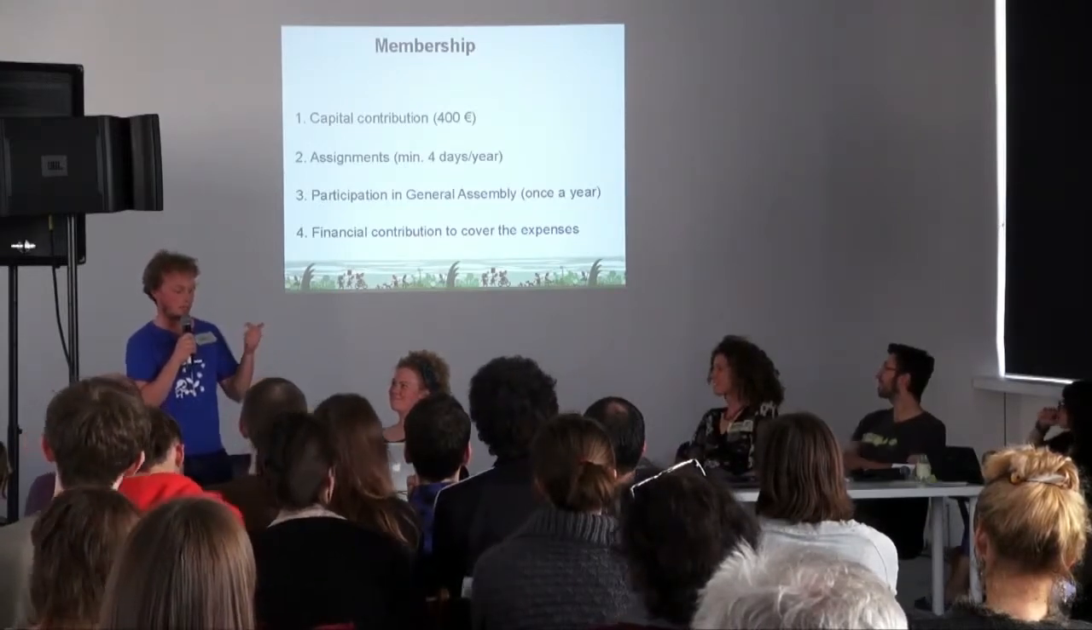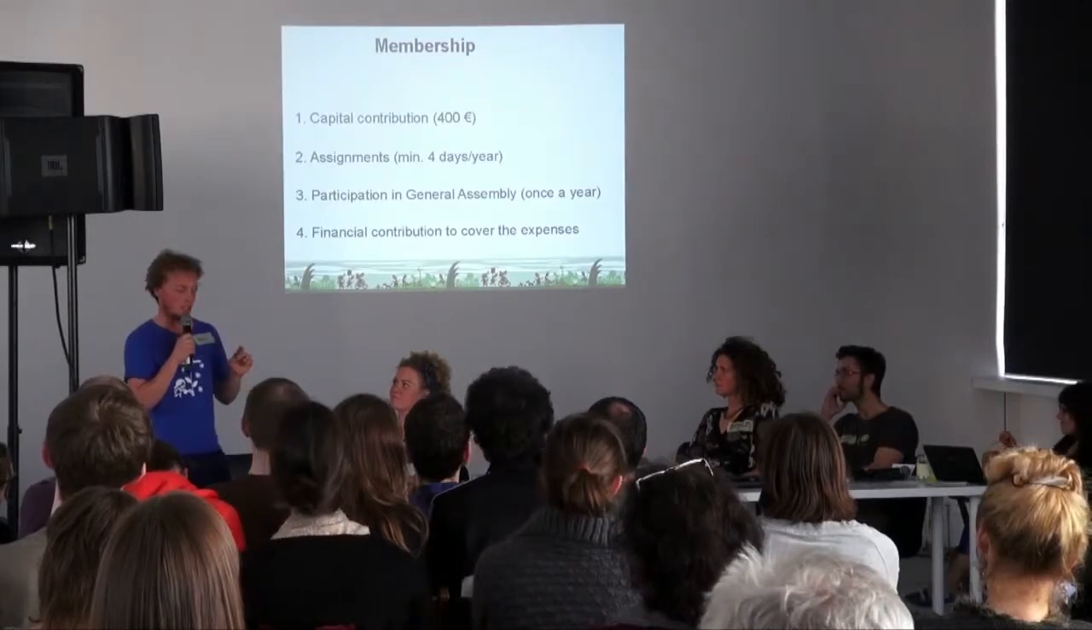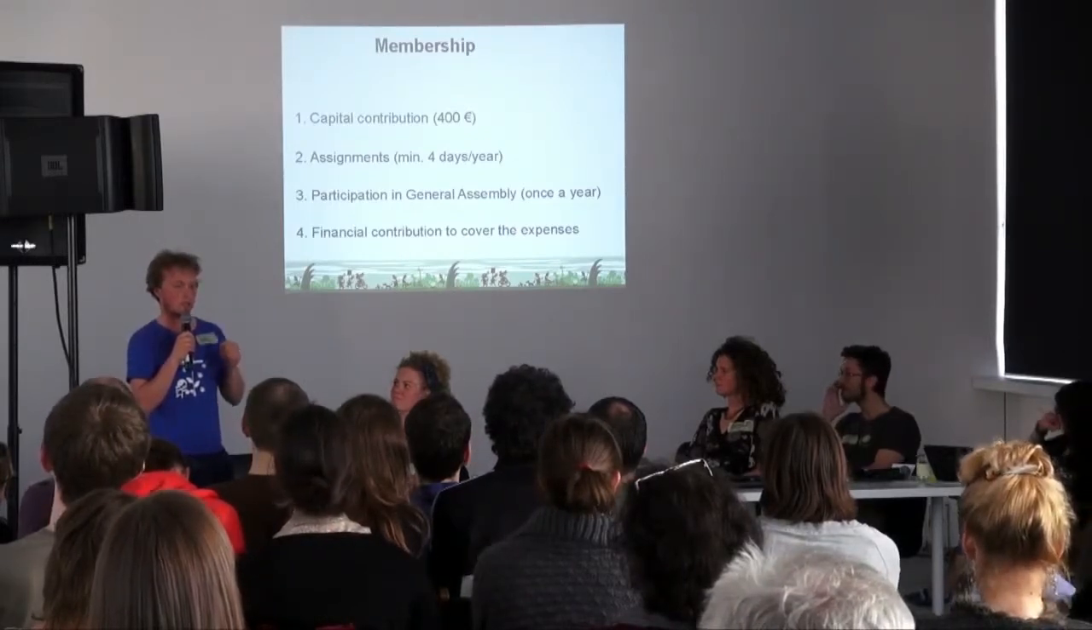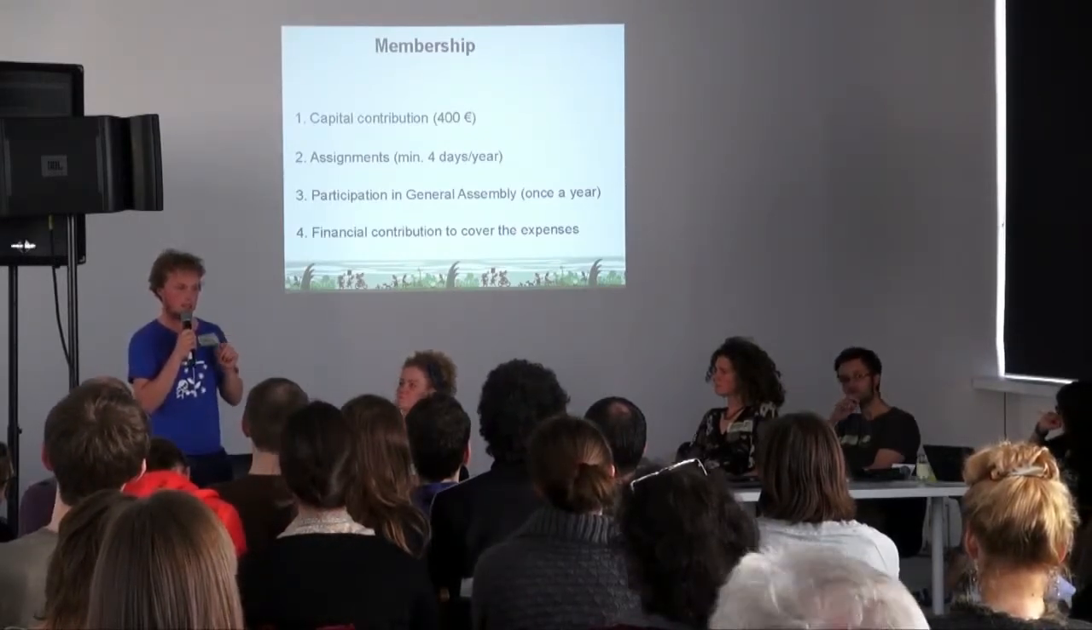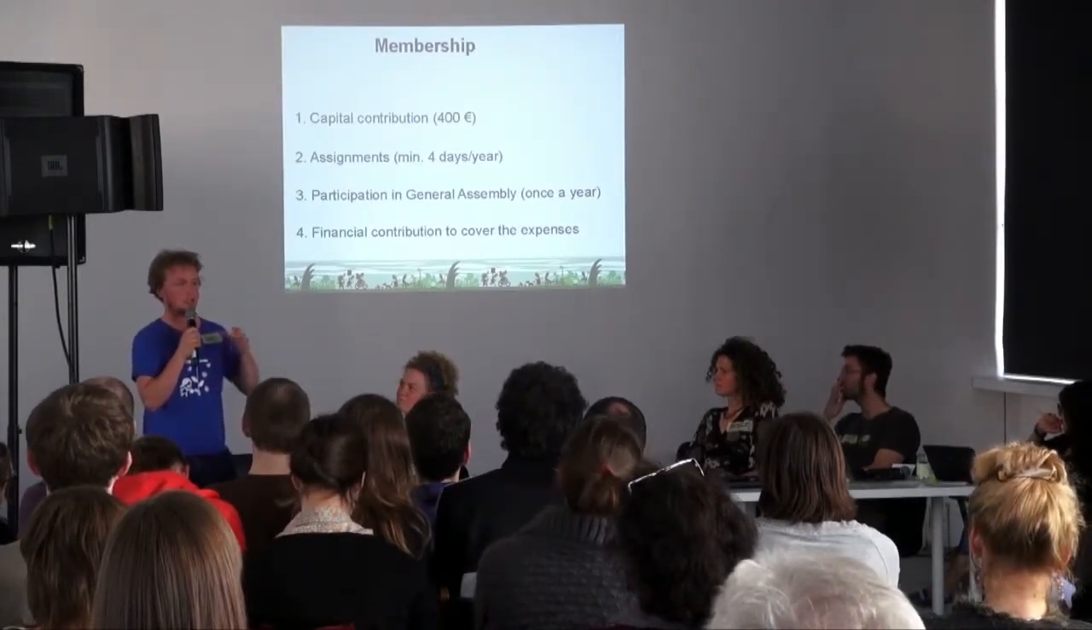That is one part. Then every member has the obligation to go to the General Assembly, which takes place once a year. At this General Assembly, we present the budget of the upcoming year. So in December 2011, we proposed the budget for 2012. We said, okay, for running the farm in 2012, we need 220,000 euros.